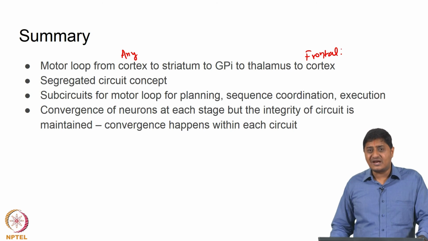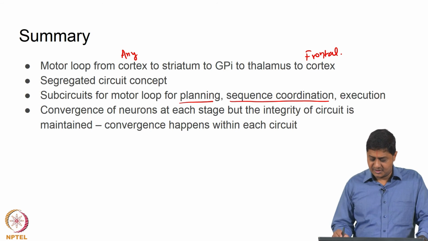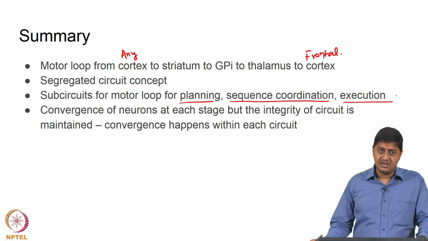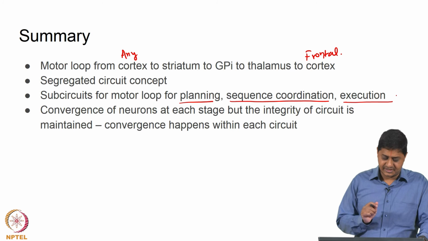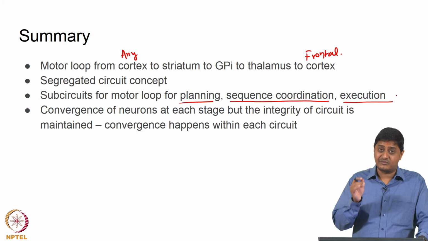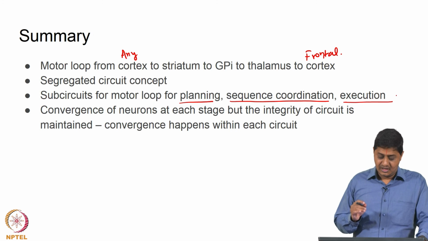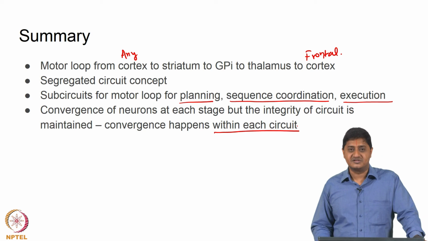There are separate subcircuits for planning, sequence coordination and execution, and there is feedback coming in from the centromedian nuclei of the thalamus back to the striatum. There is convergence from the cortex to the striatum and from the striatum to the pallidum, and convergence happens within each circuit, but not between circuits.